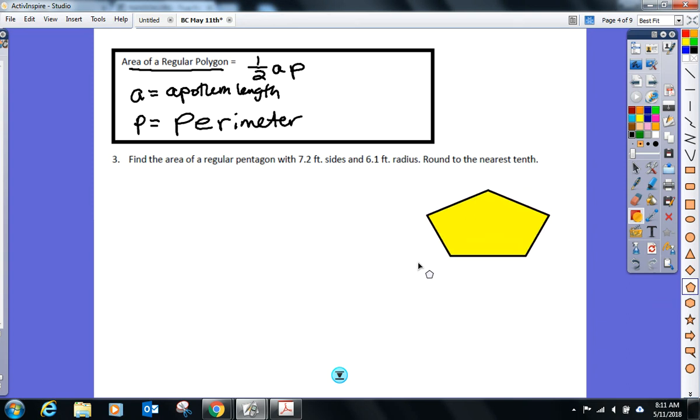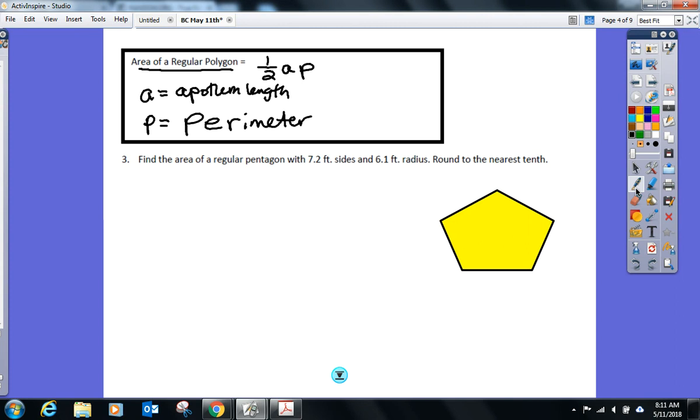Okay. Here's my regular pentagon. Each side is 7.2 feet. And you could go all the way around, and a radius of 6.1. Remember, the radius starts at the center to one of the vertices. 6.1 feet. What's the area of this regular pentagon to the nearest tenth?